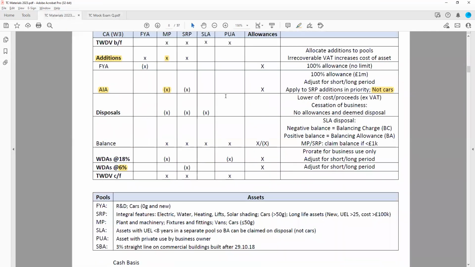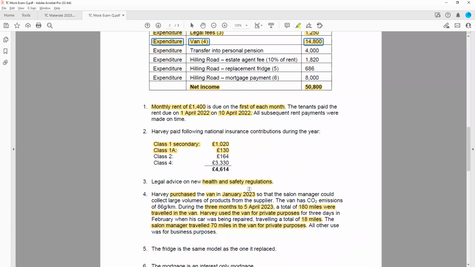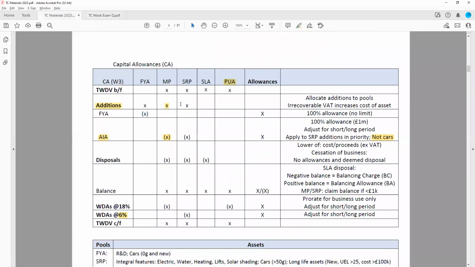So it isn't like cars, where it's all based on the CO2 emissions. You need to think which pool it's going into, and you can claim AIA. It's a van, so it's in the main pool, and AIA can be claimed. Just had to restrict it there because it's a private use asset. And also, even though we only bought it a few months before the year end, you still get a full amount of allowances. So it isn't like depreciation from an accounting point of view, when you prorate the depreciation from the date it became in use. For capital allowances, even if you buy the asset on the last day of the year, you still get a full year's worth of allowances, and you can still claim the full amount of the AIA.